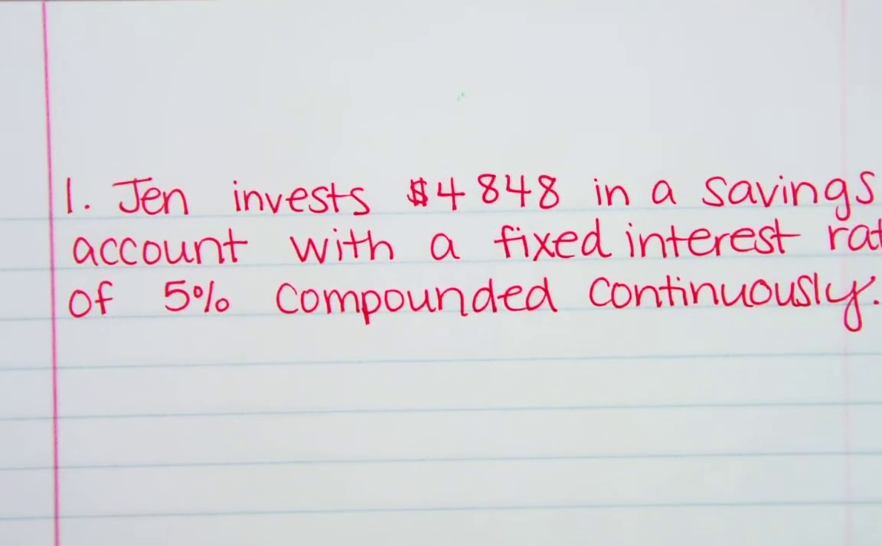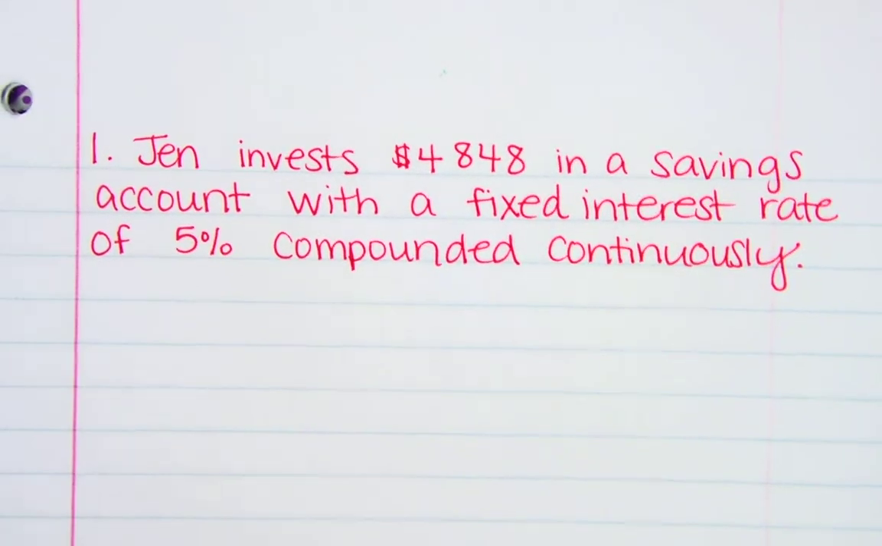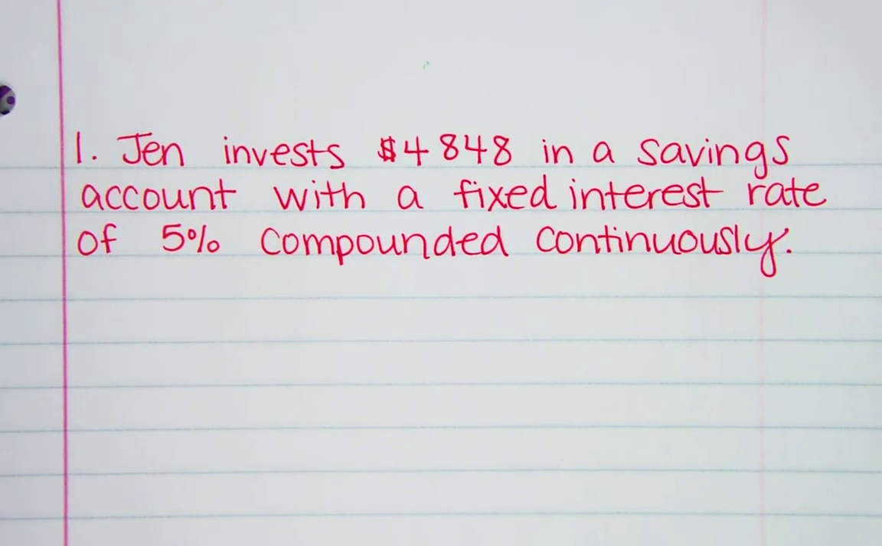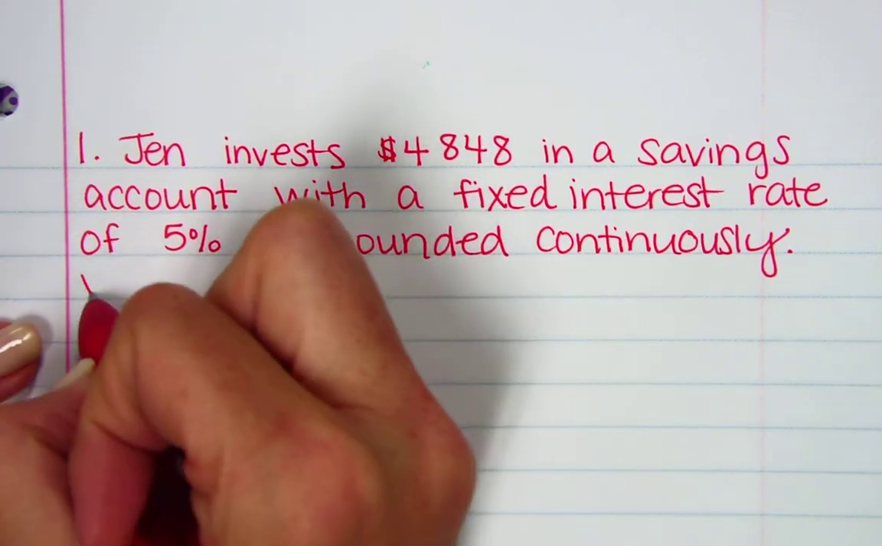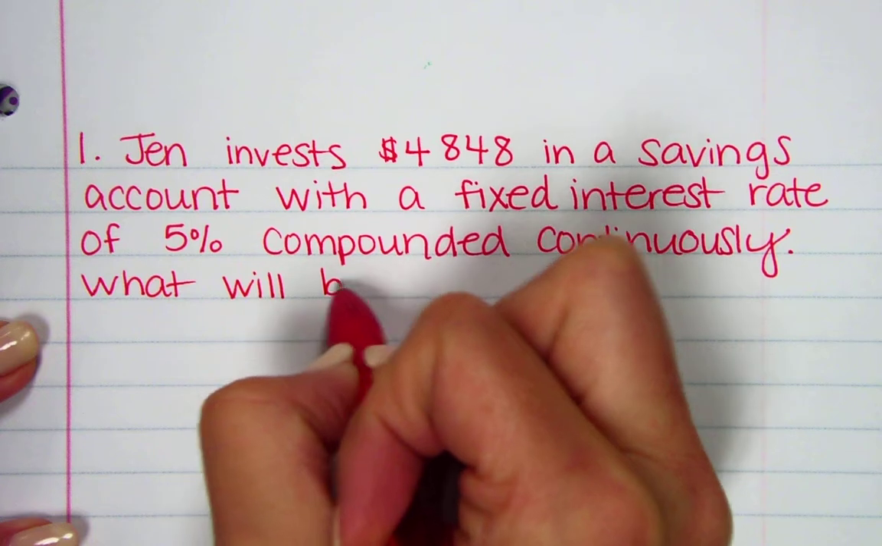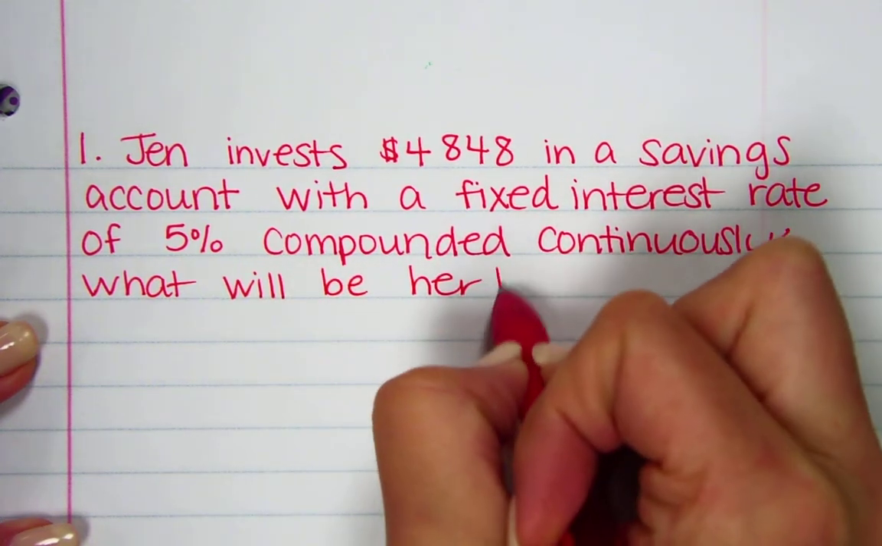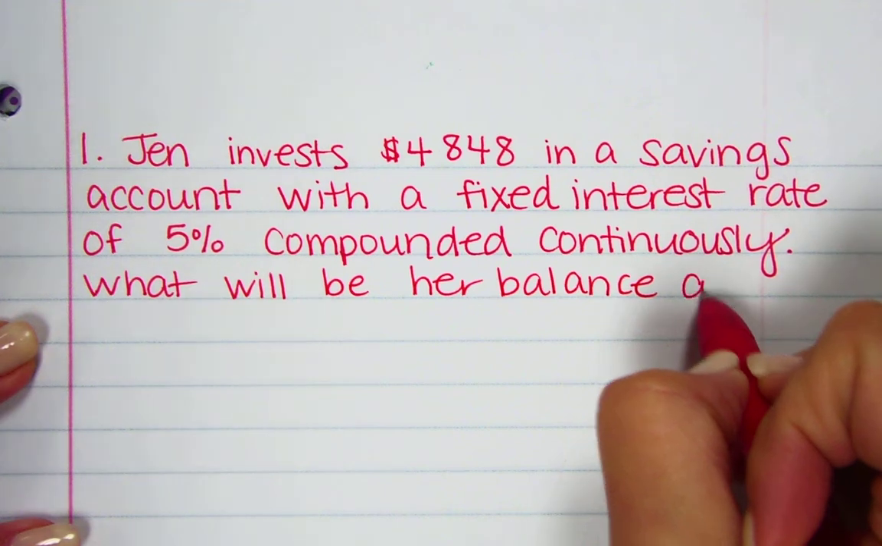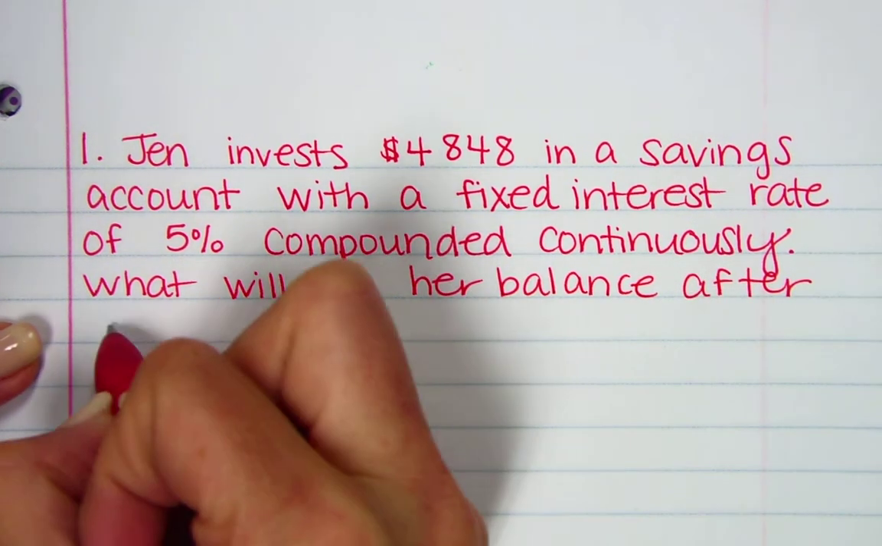Okay, sorry. My bad, I didn't realize it wasn't on there. Jen invests $4,848 in a savings account with a fixed interest rate of 5% compounded continuously. What will be her balance after 6 years?